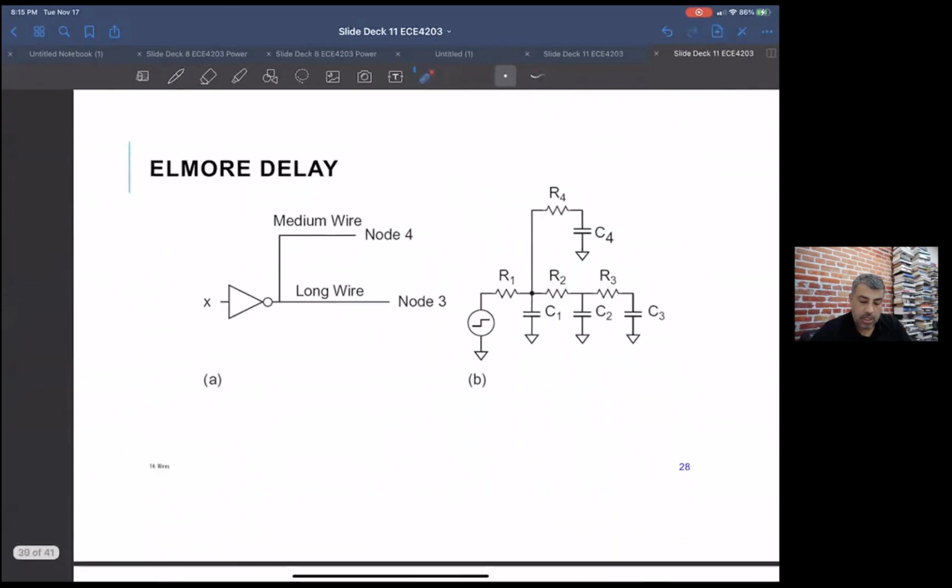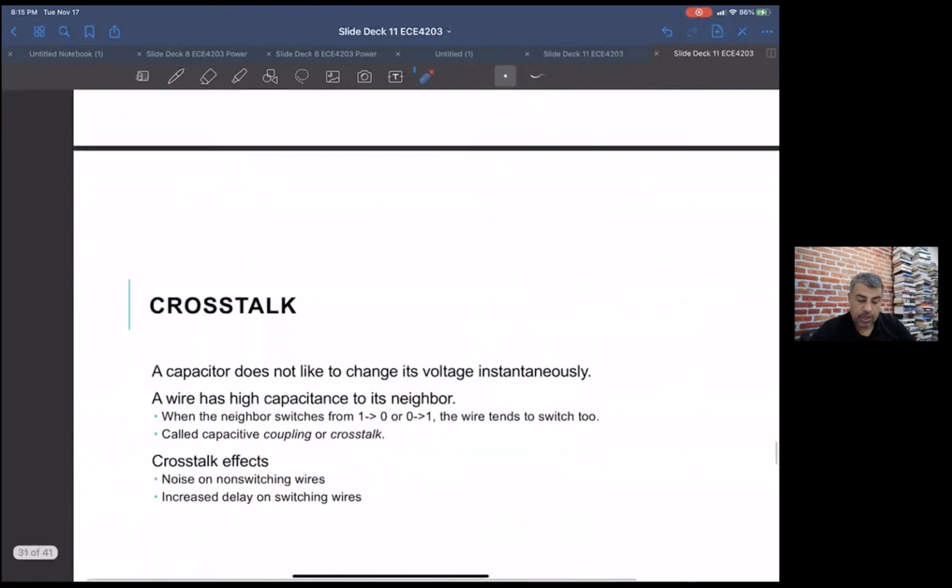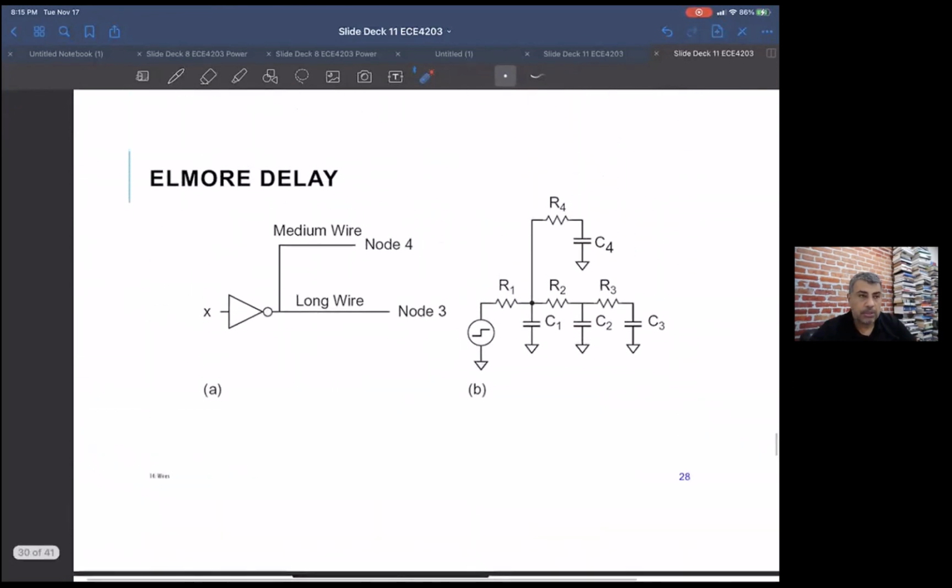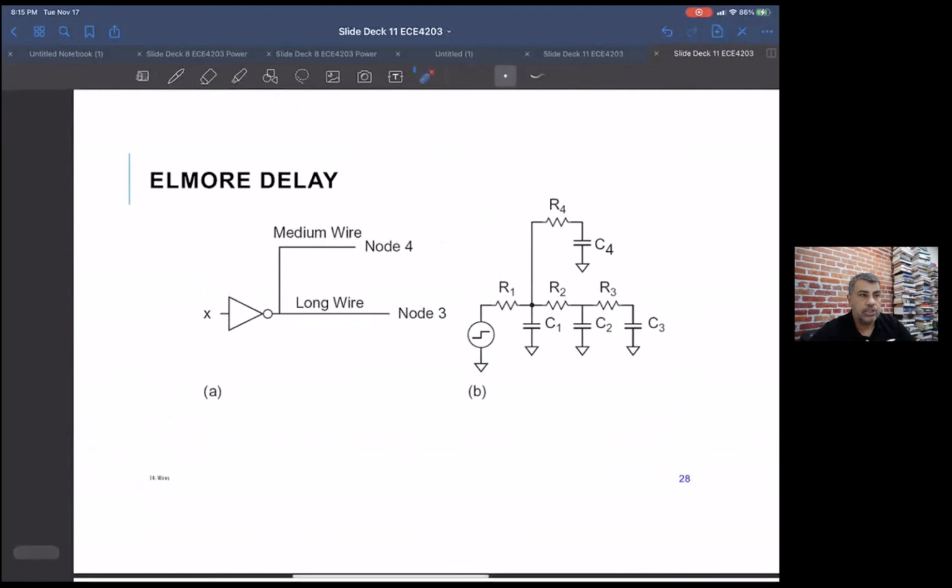Okay, that's that. I think I'll stop here, but basically the idea is that as you have these different interconnects, you can just treat them with Elmore delay. You create pi models of the different interconnects, and you can use Elmore delay, just like we did for logical effort, to figure out the delay. And we'll pick it up at crosstalk next lecture.